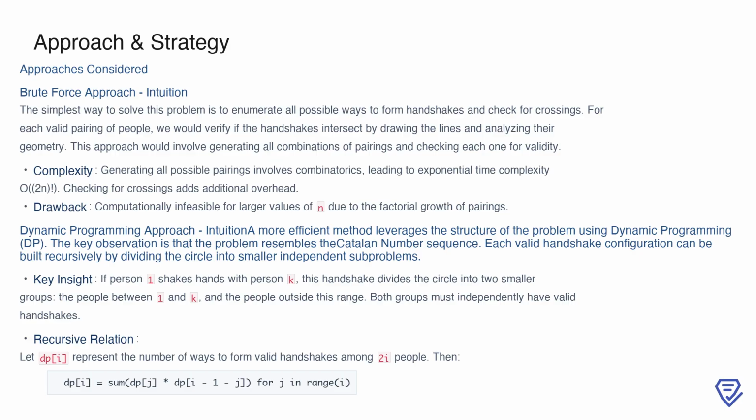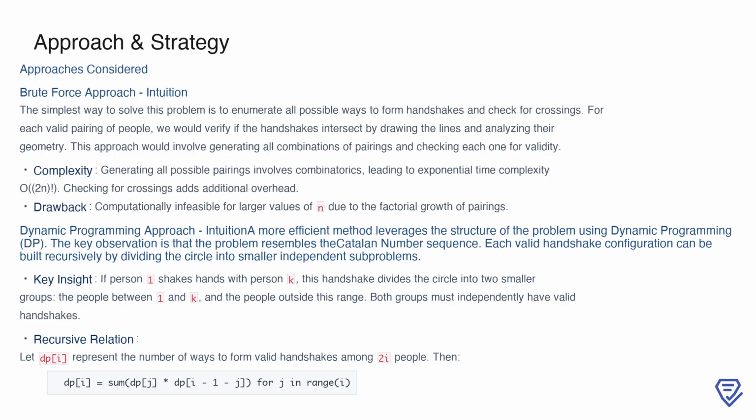However, this approach has a significant drawback. Generating all possible pairings involves combinatorics, which results in exponential time complexity. On top of that, the process of checking each configuration for crossings adds further computational overhead. Consequently, this method is computationally infeasible for larger values of n due to the factorial growth of the number of pairings. To address this, we turn to a more refined approach using dynamic programming.